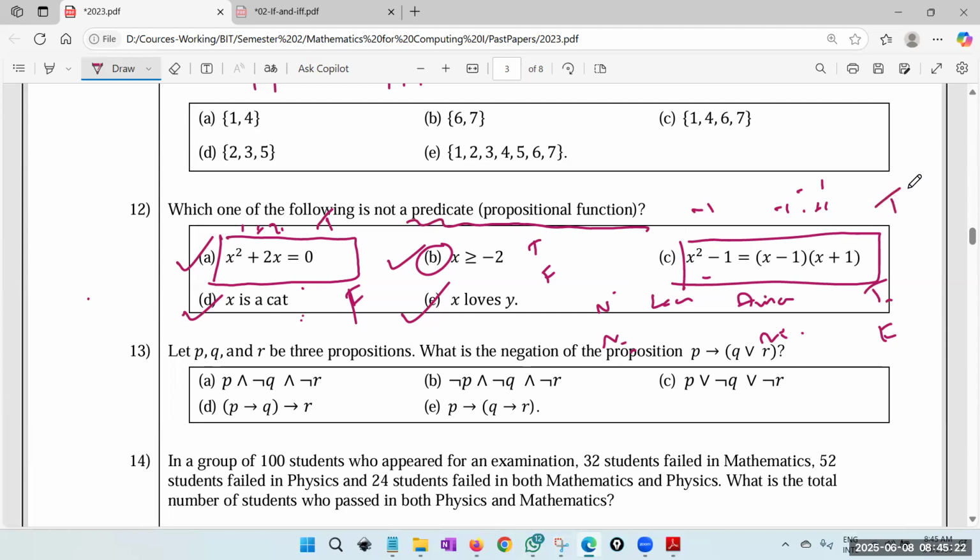If something is always true, for all the values it is true, it is not a predicate, it is a proposition. So therefore, this is a proposition. This is not a predicate. So for me, predicates are A, B, D, E. Right? A, B, D, E.